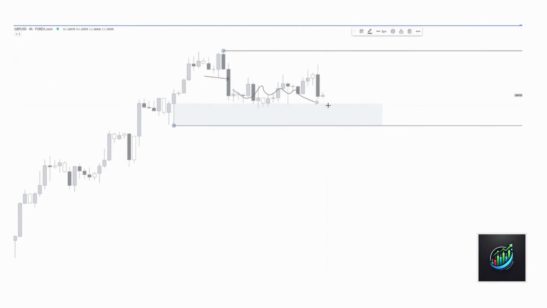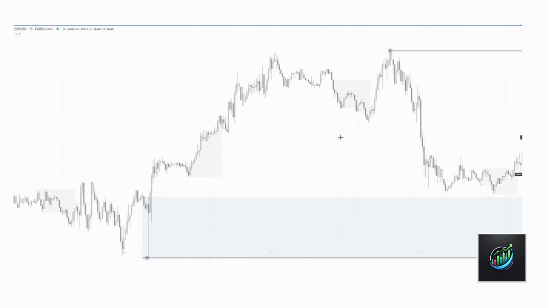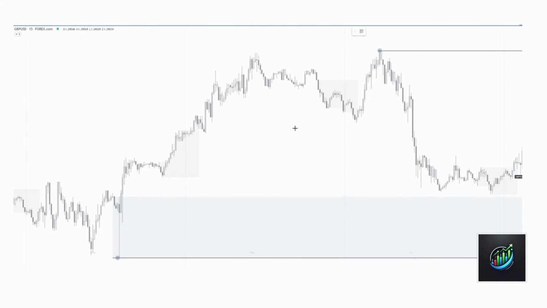Price is now caught within this structural range. So we'll go back down to the 15-minute chart. If we look into this little bit of market structure really quickly, we have internal range liquidity, some equal lows here, lows here, lows here.